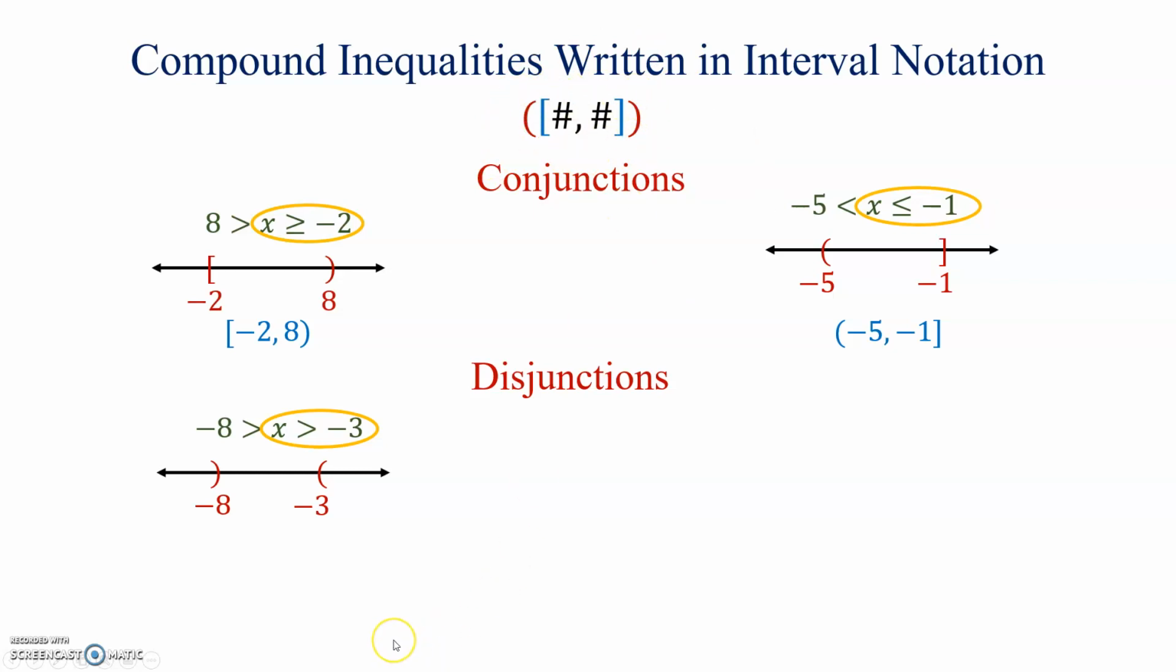Well, in order to do that, I'll have to show that I have two separate regions. So I'll go ahead and put in my infinities. So I can see here will be a separate interval from the one on the right. So my first one, -infinity to -8. The second one, -3 to +infinity. Again, you can see me using the parentheses for the infinities.